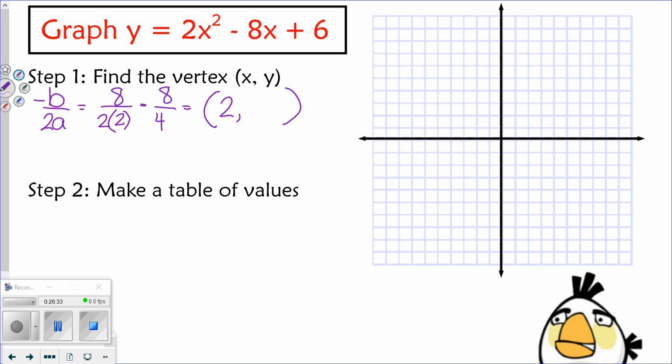How do I find the other part of the vertex? Just plug it in. So 2 times 2 squared minus 8 times 2 plus 6. What do we get? Negative 2? Do you guys confirm? I didn't even check that. Are we blindly trusting Dylan? I think they'd follow you off a cliff, Dylan. All right, so my vertex is at 2, negative 2. So let's go ahead and plot that. So we have 2, negative 2.